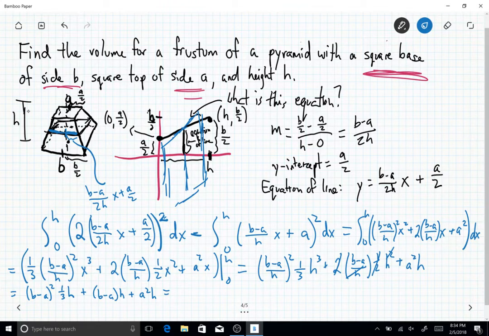And so what does that become? Well, the first part will have 1/3 b squared h minus 2/3 abh plus 1/3 a squared h plus bh minus ah plus a squared h. Notice you have an a squared h there. You have a 1/3 a squared h. So that makes 4/3 a squared h.